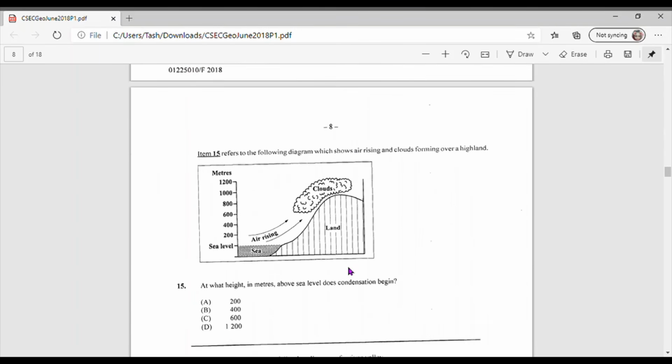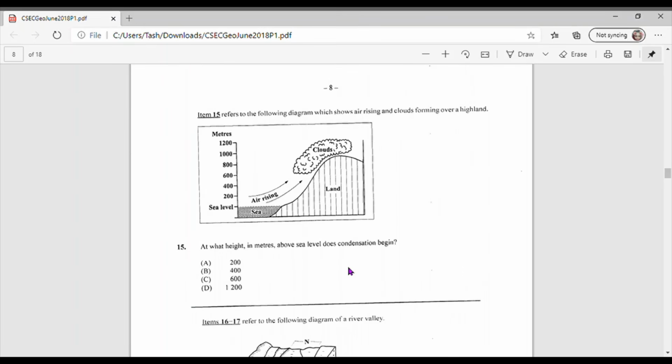Number 15. Item 15 refers to the following diagram, which shows air rising and clouds forming over a highland. At what height in meters above sea level does condensation begin? So let us see. We know that condensation would start the forming of clouds. So we're just looking to see the height at which the cloud starts forming. And we look across to see the height here in meters. So that's approximately 600 meters. So our answer for number 15 would have been letter C.